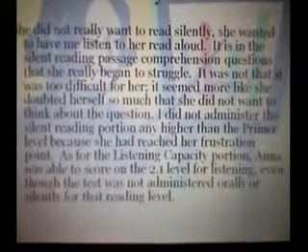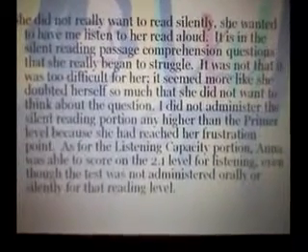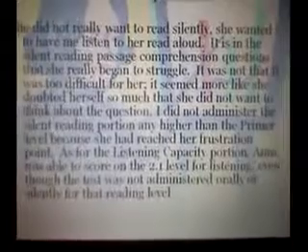I did not administer the silent reading portion any higher than the primer level because she had reached her frustration point. As for the listening capacity portion, Anna was able to score on the 2.1 level for listening, even though the test was not administered orally or silently for that reading level.